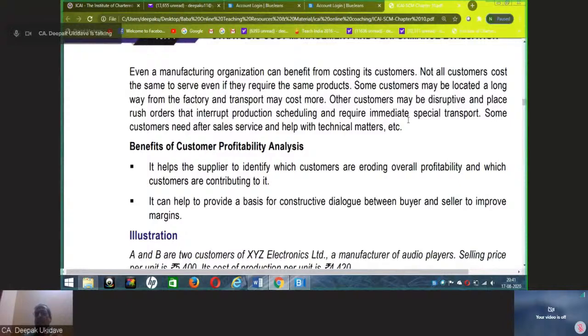Some customers may be located at a long distance from the factory and transport cost may be more for them. Right? Other customers may be disruptive and place rush orders that interrupt production scheduling and require immediate special transport. Now, obviously, any urgent purchases or immediate purchases will cost extra because the transportation arrangement has to be made immediately, and all the more when the customer is located at a long distance from the factory. So you have to make quick arrangement of the component at his factory, and therefore transportation cost will be higher. All these business dynamics have to be kept in mind. This is customer profitability analysis.